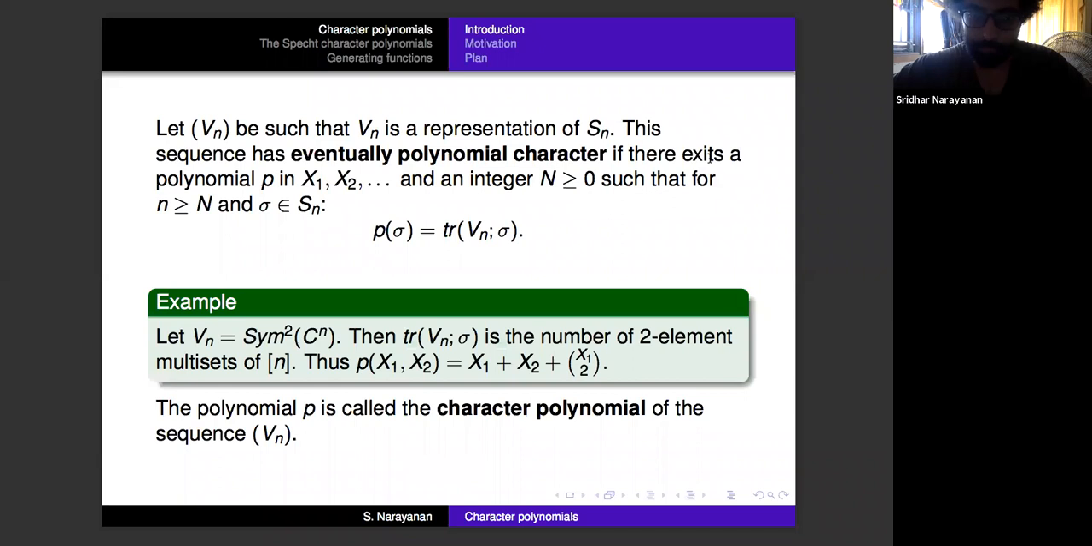So it's a second symmetric tensor power. So this quantity, trace of vn, which is basically the character. The character is the number of fixed points, right? So it's the number of two-element multisets of n that this permutation fixes. Let's say the permutation has x1 one-cycles. You can pick any of those one-cycles and repeat the element twice. That will be a two-element multiset and it will be fixed. So that corresponds to this first term here, which is x1.